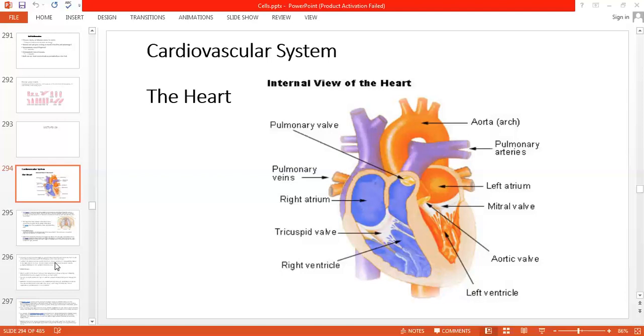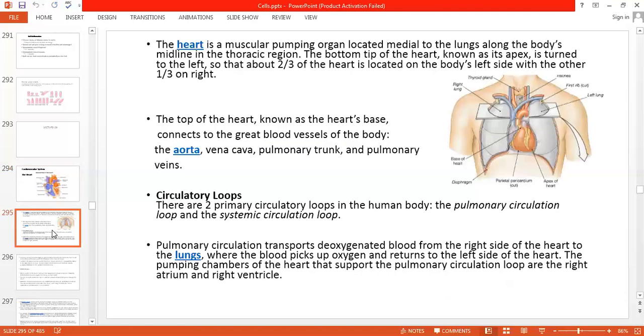Now we come to see the heart is a muscular pump organ located medially to the lungs, in the middle of the thoracic region, meaning the chest. The bottom tip of the heart, known as its apex, is turned to the left so that about two-thirds of the heart is located on the left side of the body, with the other one-third on the right side. The top of the heart, known as the heart base, connects to the greater blood vessels of the body, like the aorta, vena cava, pulmonary trunk, and pulmonary veins.